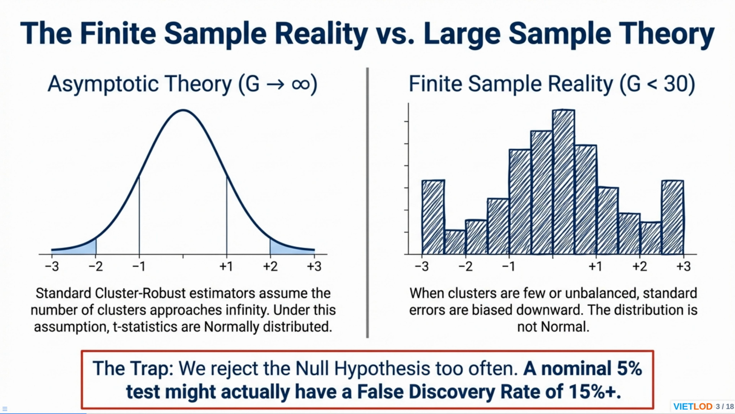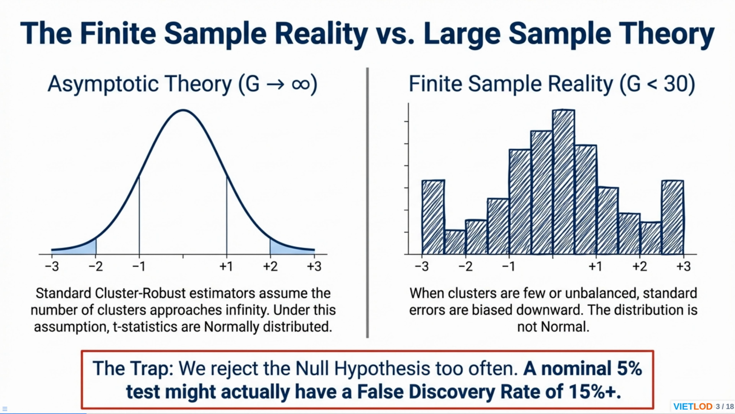Standard Cluster Robust Variance Estimators, or CRVE, are built upon asymptotic theory. This ideal framework assumes that the number of clusters, denoted as G, approaches infinity. Under this assumption, our t-statistics conveniently follow a perfect normal distribution, as you see in the smooth curve on the left. However, in applied research, we frequently encounter a finite sample reality. Here, the number of clusters, G, is often small, typically less than 30.